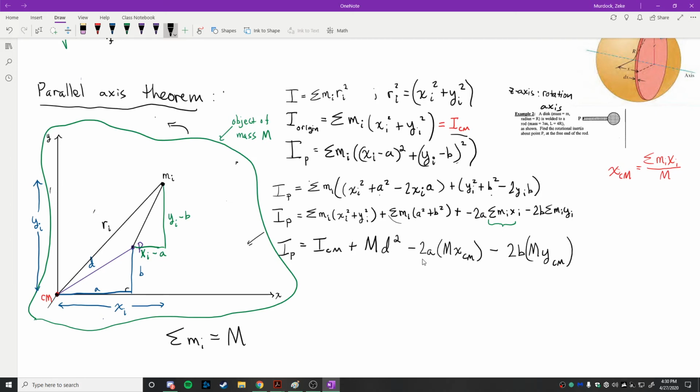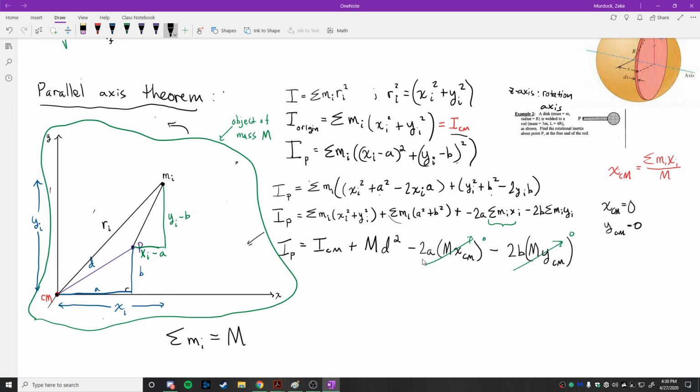But what in our picture is the x-coordinate of the center of mass equal to? If this is 0, right? So x_cm is 0 and y_cm is also 0. That means both of these terms are 0. That's 0, and that's 0.